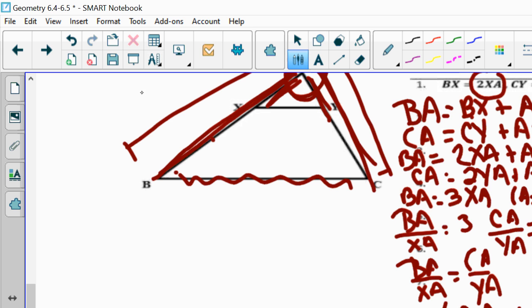Now I have a side, angle, side. So now I can prove what they asked me: triangle ABC is similar to triangle AXY by the SAS similarity.